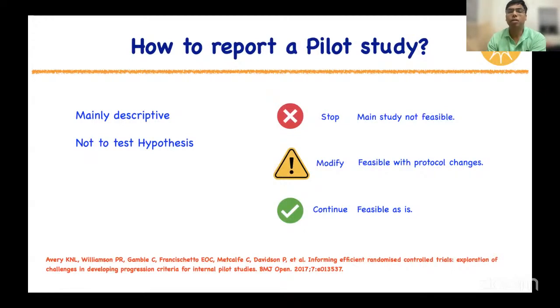Now, when you report a pilot study, the reporting is mainly descriptive and not analytic, and the emphasis is not on hypothesis testing. So you are not saying whether your intervention is working or not. But what you conclude is whether you need to stop the main study, as the main study would not be feasible as per your pilot study, or whether you need to modify some aspects of the main study. For example, the protocols, you may want to tweak the inclusion or exclusion criteria, or, as Radhika ma'am said, you may want to change the duration of follow-up so that you can have more retention. Or the pilot study may conclude that you can do the large-scale study without much change.